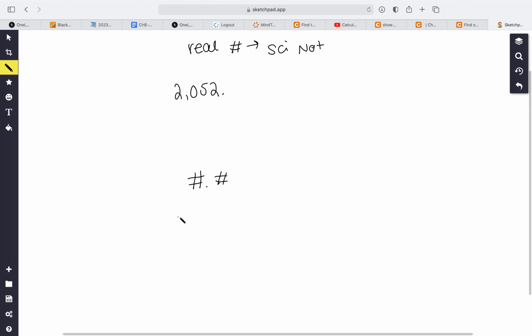You can't have a number like 22.52. No, you can't do that, times 10 to the whatever, right? You have to have just the one number in front of the decimal place. You can't have 5 numbers, you can't have 0 numbers. It's always going to be one number in front of the decimal place. That is just how it works.